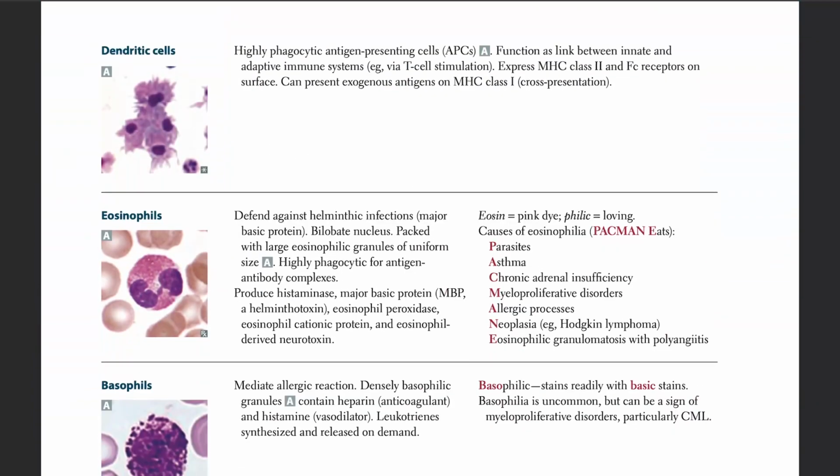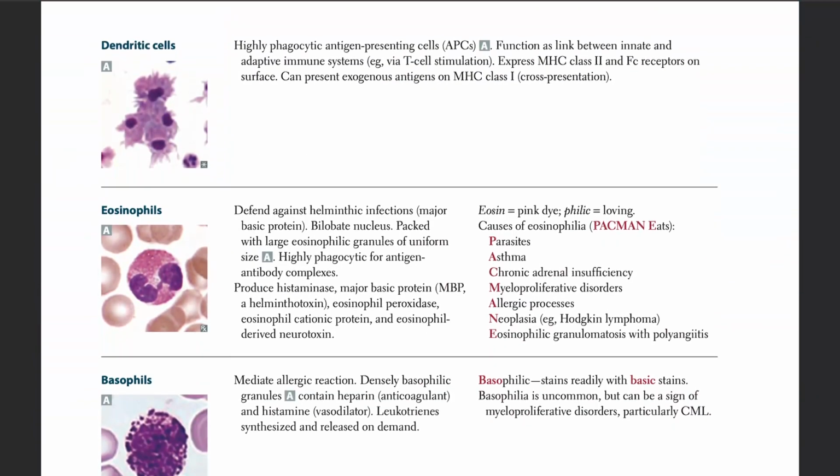Now let's talk about the dendritic cells. Dendritic cells are highly phagocytic APCs. They function as a link between the innate and adaptive immune system, for example via T cell stimulation. They express MHC class 2, again same thing, APC with MHC2, and Fc receptor on the surface. They can present exogenous antigen on MHC class 1.